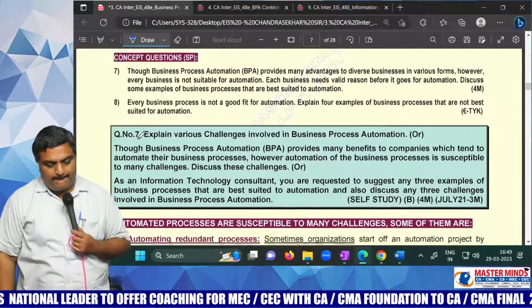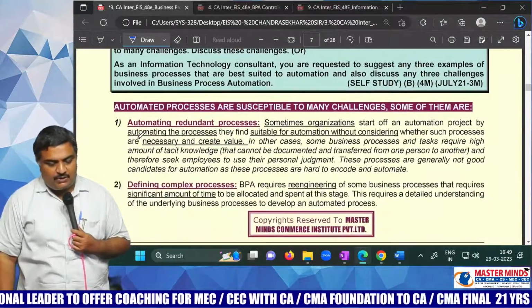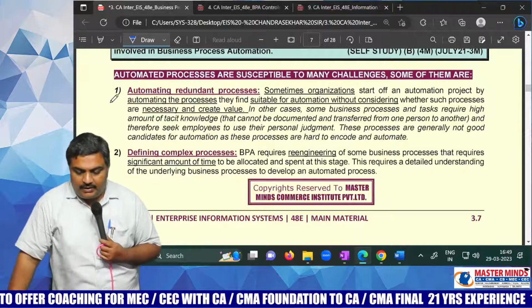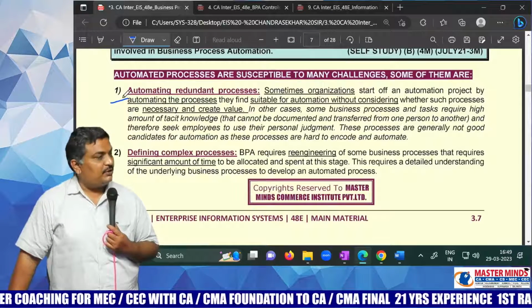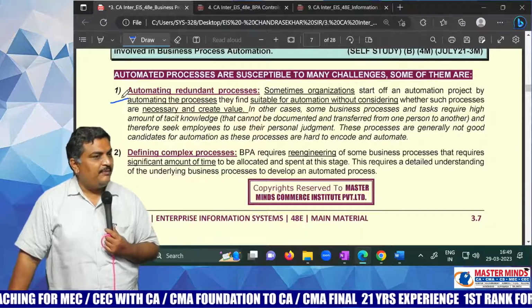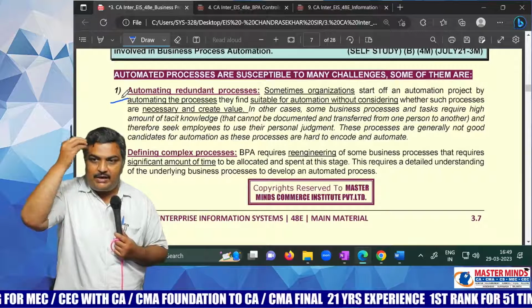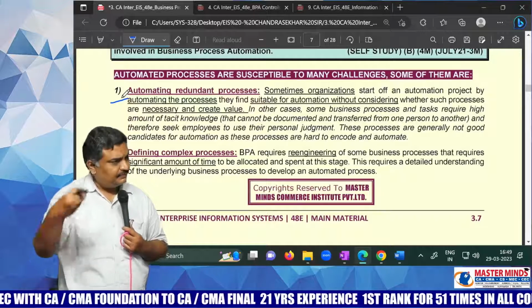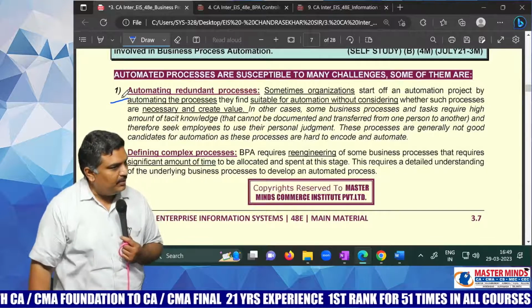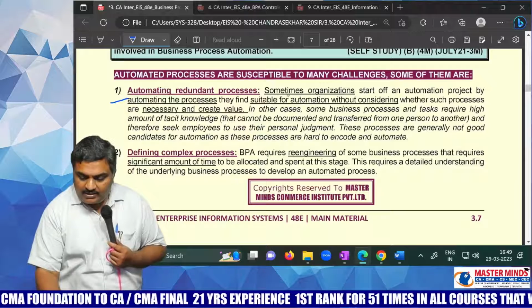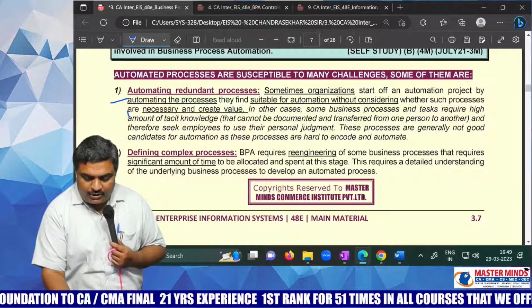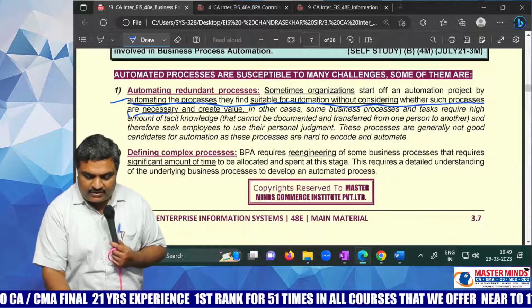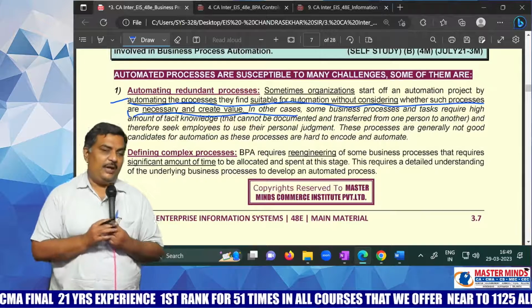Okay. Now, what are the challenges of business process automation? Automating redundant processes. You cannot automate creative processes. Creative processes means what? Where you need to think, where you need to apply your brain, where you need to apply your knowledge. You cannot automate them. But what you can automate? Sometimes organizations start off an automation project by automating the process they find suitable for automation without considering whether such processes are necessary and create value.